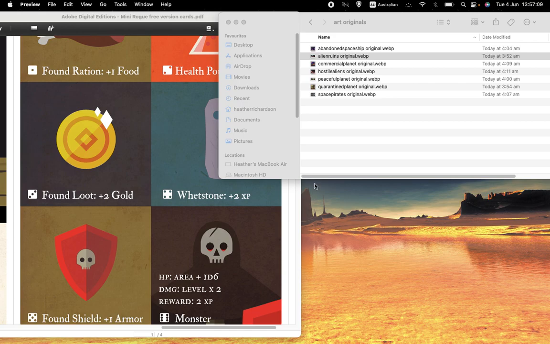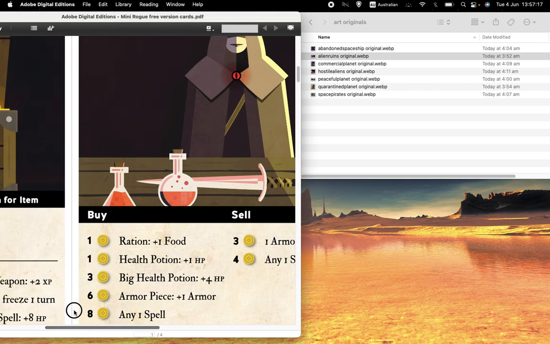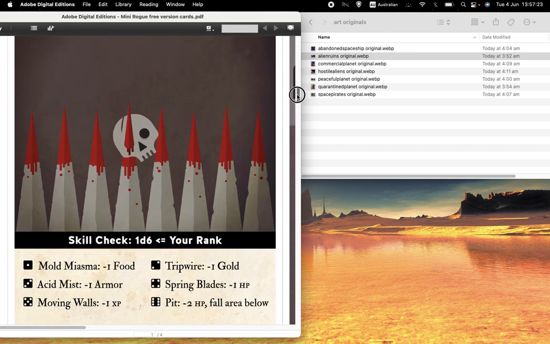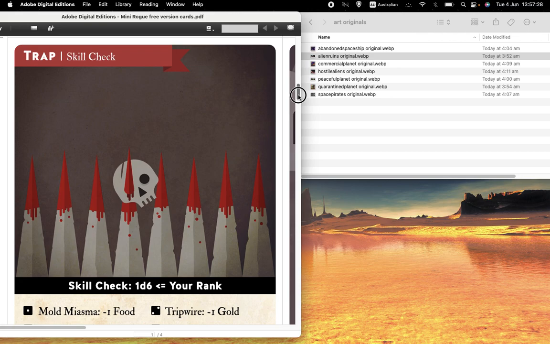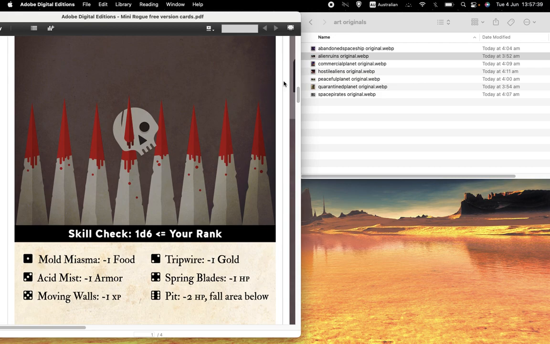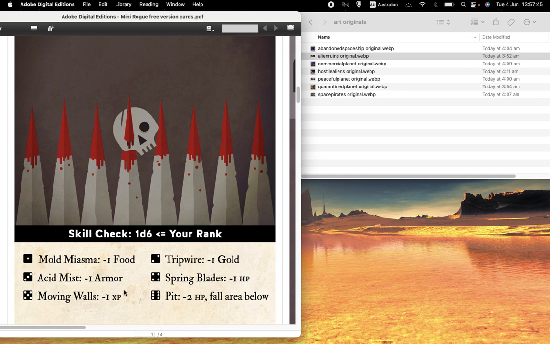And then I think that might be it. Have I shown you everything? No, I haven't. Sorry, there's one more. And then we have trap, which I would have thought, if I was conceptualizing what effects a trap would have, you'd lose hit points, or maybe you could get poisoned or something like that. But the effects in this are quite varied. You can lose feet, you can lose food, armor, experience points.